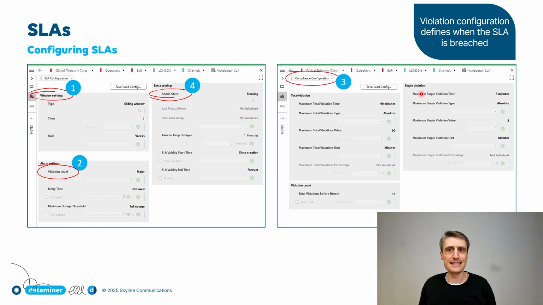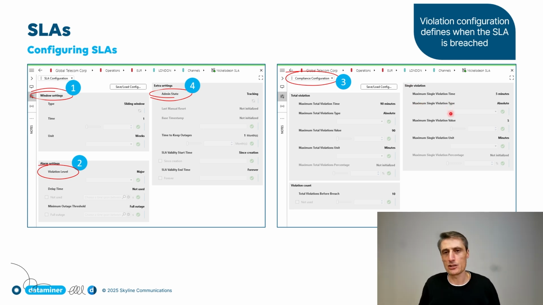But you can also say next to that, maybe those are like 5 or 10 or 20 or 100 short ones. You can also say that one single violation cannot be longer than, in this case, for instance, 5 minutes. And the total of all the violations combined together can be no longer than 90 minutes. So the total violations must always be specified if you want to track the availability or the breaching.